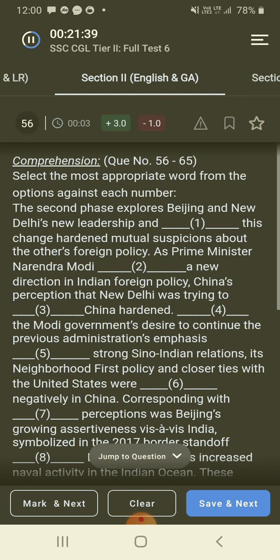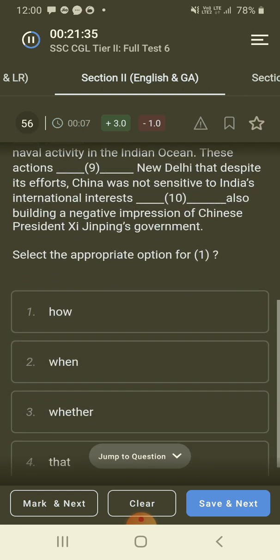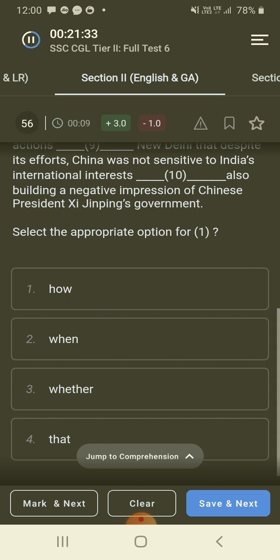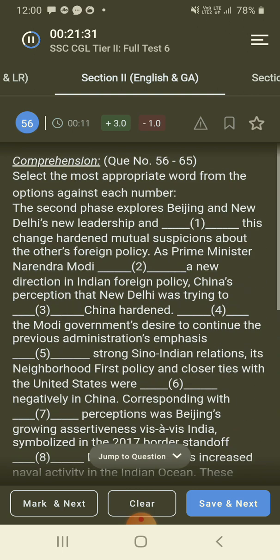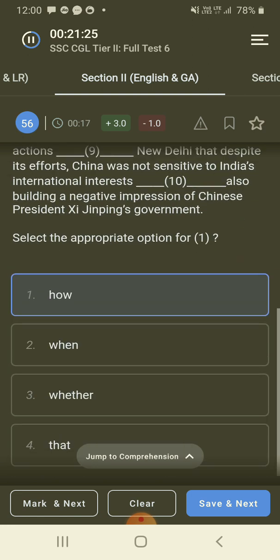Second phase: explore Beijing and New Delhi's new leadership and how this change hardened mutual suspicion.